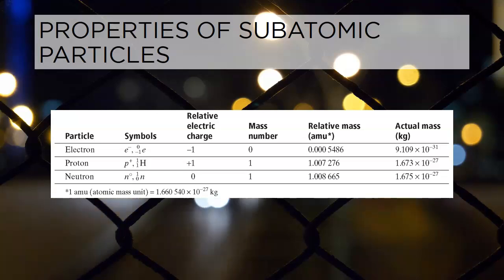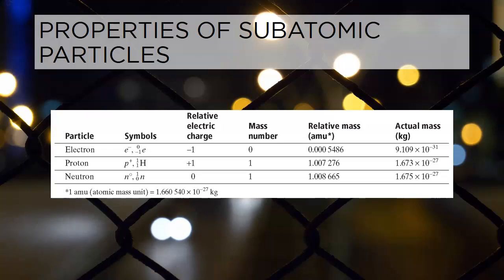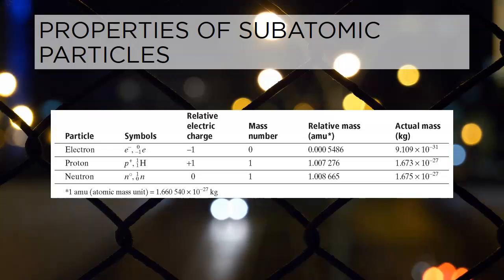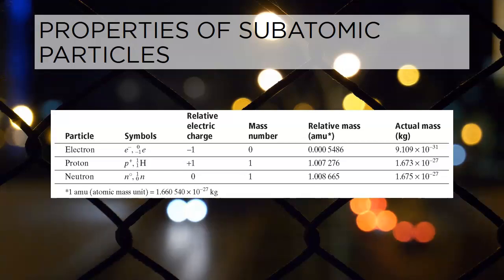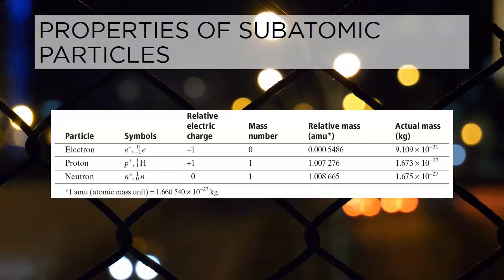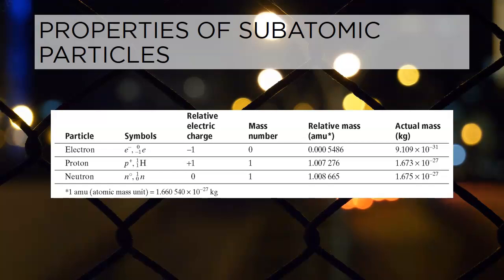And it is 1.66 times 10 to the negative 27th kilogram. What they did to determine that, we know a carbon-12 atom has 12 protons and neutrons in the nucleus. So they took a carbon-12 atom and divided it into 12 equal masses, and that is what we call the atomic mass unit. You might be wondering why it's less than the mass of a proton or a neutron.